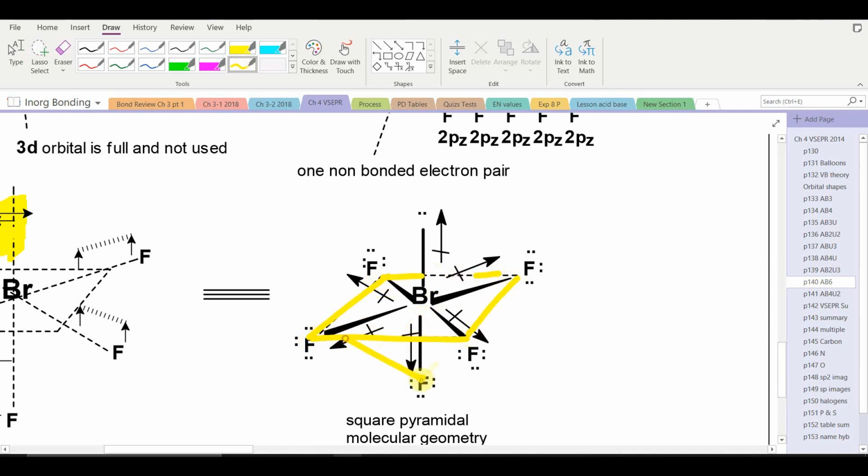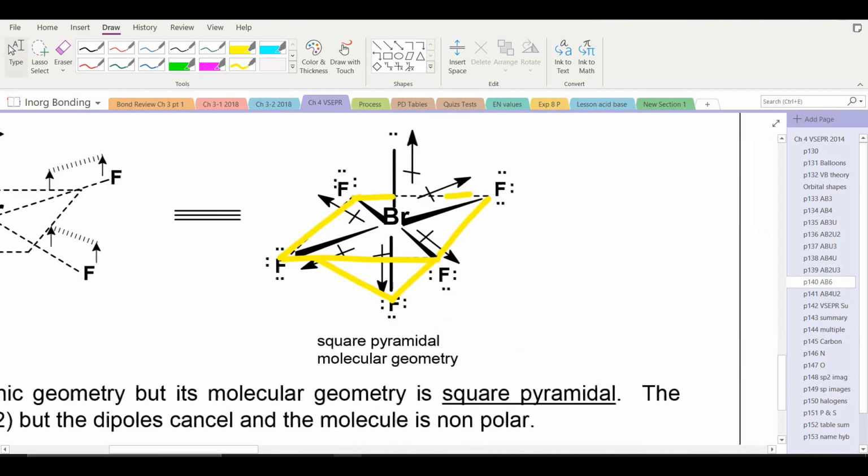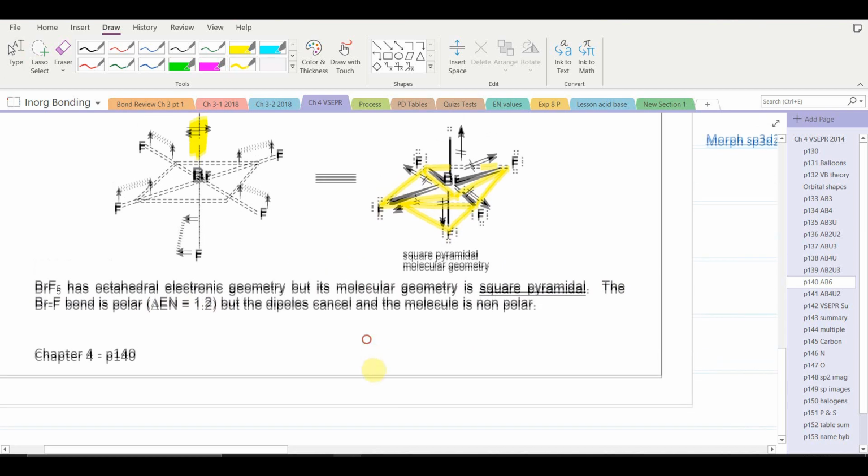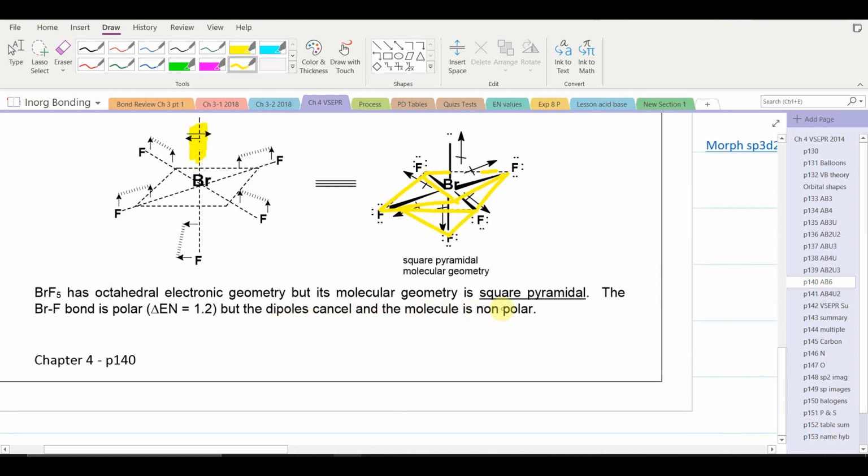If you filled it in, it's called a square pyramid. The molecular geometry is square pyramidal. I don't think I can draw that. Nope. Okay. BrF5 has octahedral electronic geometry, but its molecular geometry is square pyramidal. The bromine to fluorine bond is pretty polar, 1.2, but the dipoles should largely cancel, and in fact the molecule is nonpolar.